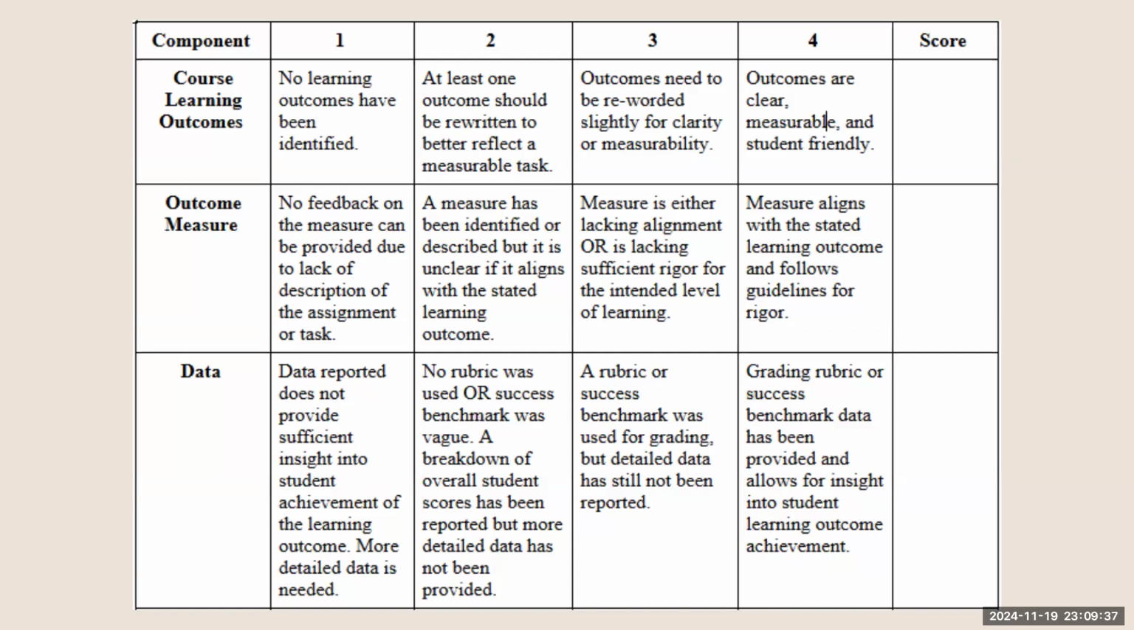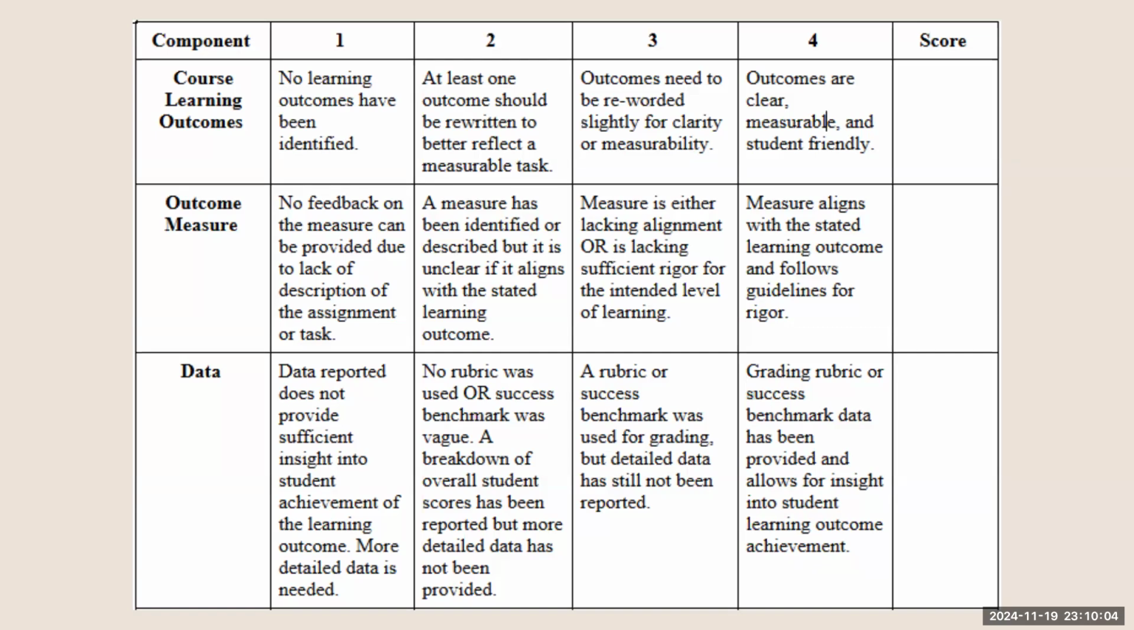And then our third component is data. And you can see that we kind of have a range for each one, and this is where things begin to break down in terms of our previous trends. And I'll elaborate a little bit more on that later. But in terms of data as it applies to the rubric, our number 1 score, the thing that we really don't want, is data reported does not provide sufficient insight into student achievement of learning outcome. More detailed data is needed.